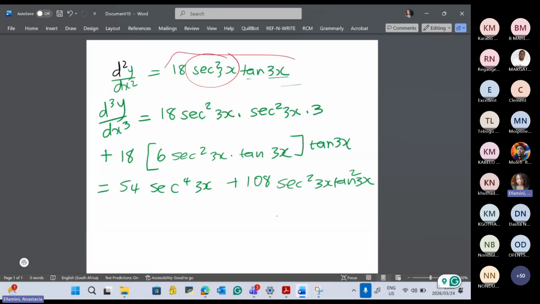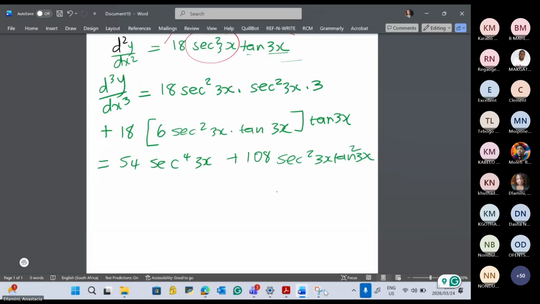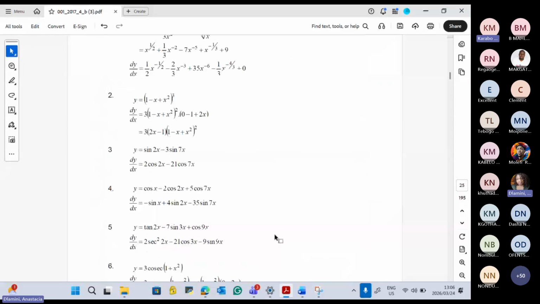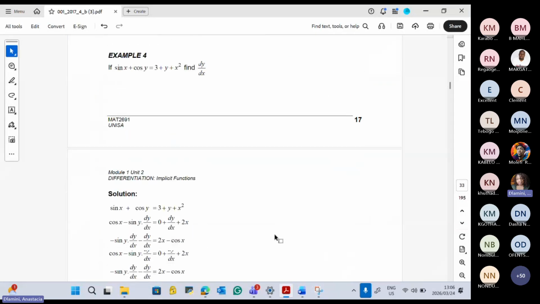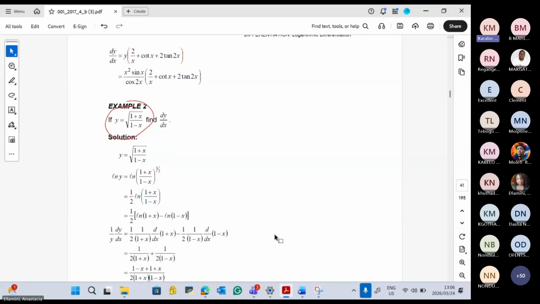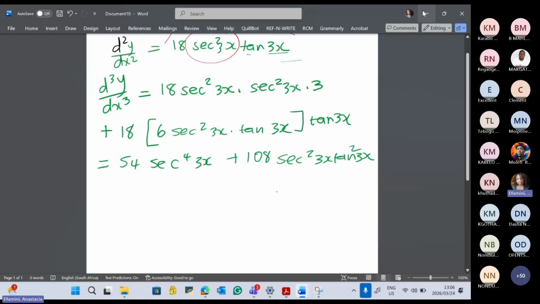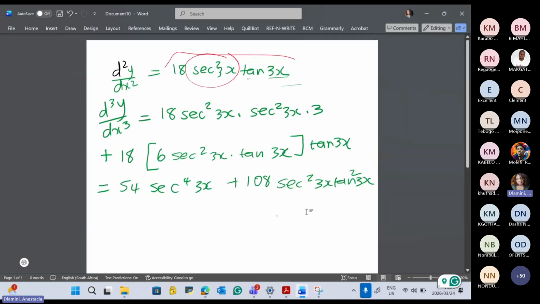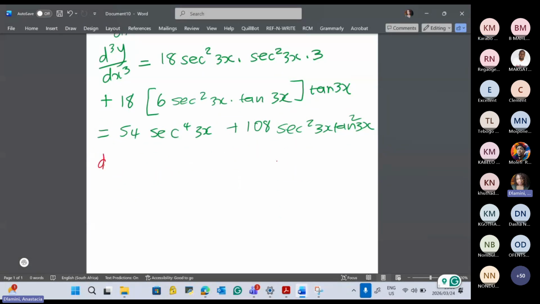So then you apply the chain rule. Is our second derivative the same as the study guide? Are we correct? Let's start there. Yes, ma'am, it's the same. Now, if the second derivative is the same, we agree that our second derivative is 18 sec squared 3x times tan 3x, right? Yes, ma'am. Now, when you are finding the third derivative, you have to apply the chain rule.